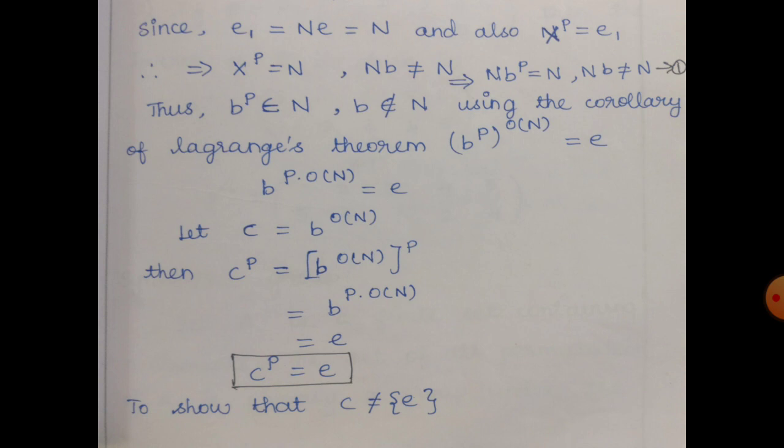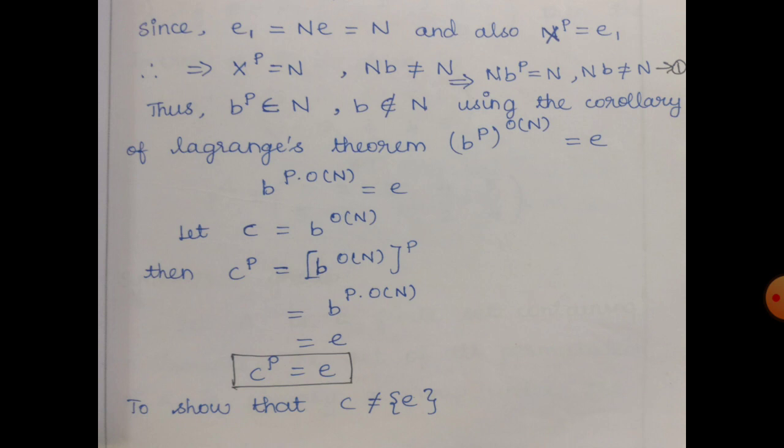Using the corollary of Lagrange's theorem, (b^p)^order of N is equal to E, which means b^(p·order of N) is equal to E. Let C be equal to b^(order of N). So C^p means (b^(order of N))^p, that is b^(p·order of N), which is equal to E. So C^p is equal to E. To show that the element C is not equal to E, then the theorem will be over.